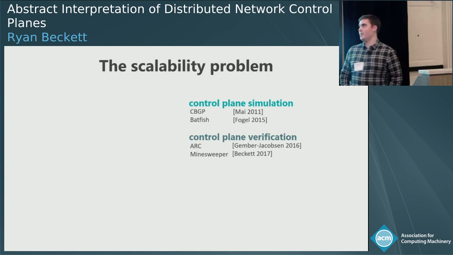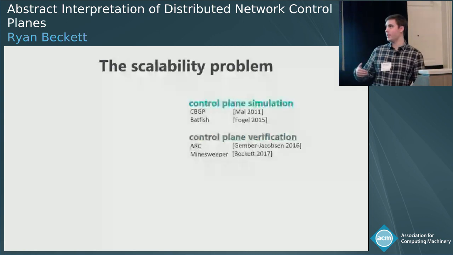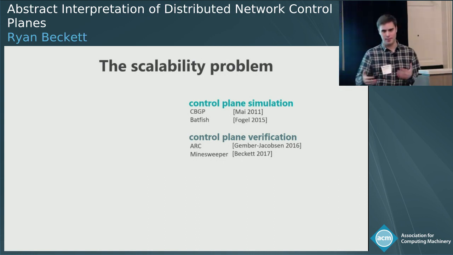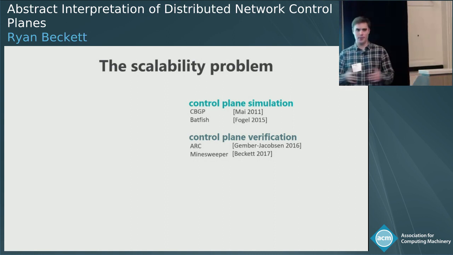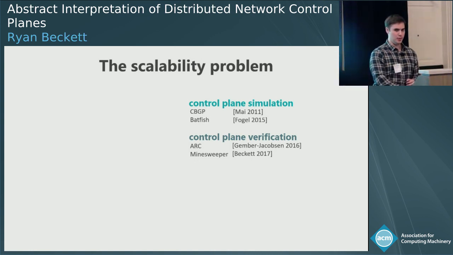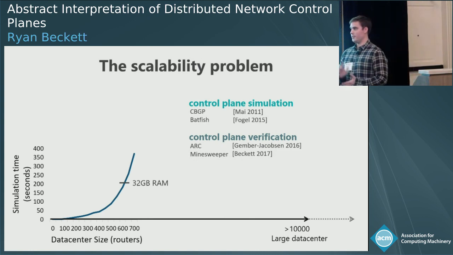This fact has not been lost on other researchers, so there have been two main lines of attack to try to solve this problem. The first is control plane simulation, which is effectively just concretely executing the network and trying to proactively detect if there might be a bug. And then there's verification, which tries to exhaustively explore all concurrent executions of the protocols to see if any properties would be violated. The main problem with all of these approaches is one of scalability.